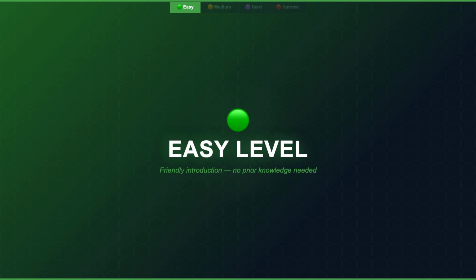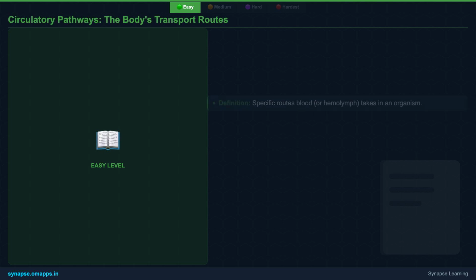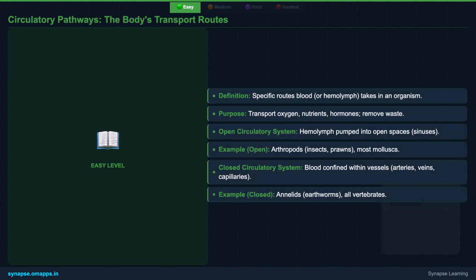Let's start with the fundamental types of circulatory pathways. Circulatory pathways are essentially the routes that blood, or a similar fluid, takes to move throughout an organism. Their main purpose is to transport vital substances like oxygen, nutrients, and hormones to every cell, while also carrying away waste products. Think of them as the body's internal delivery and waste management system, crucial for sustaining life.